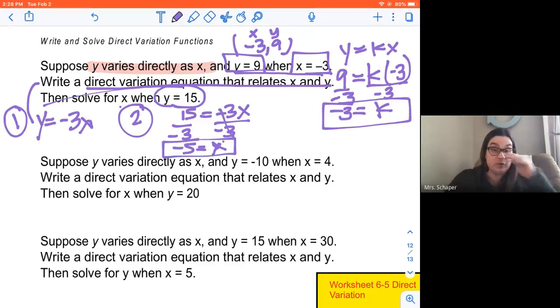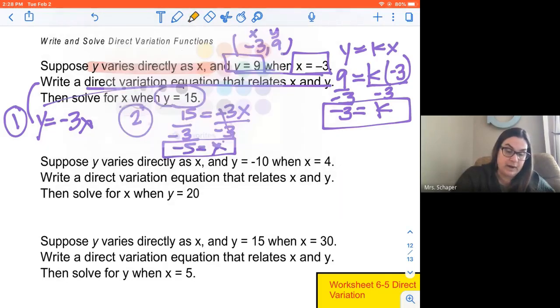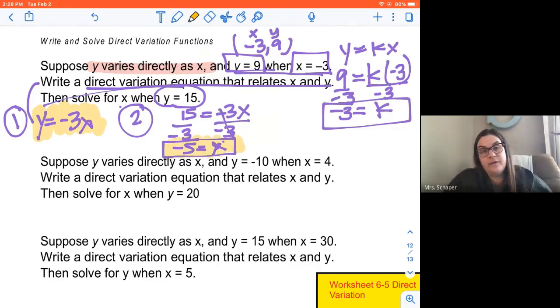So two parts to the question. Here's one of my answers. Y equals -3x. Here's my other answer. -5 equals x.